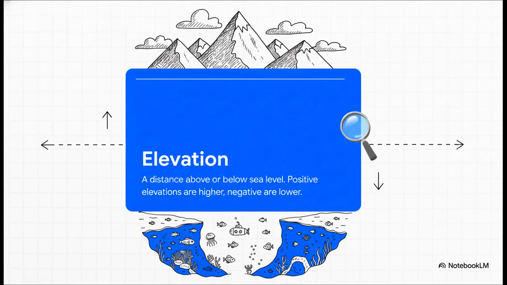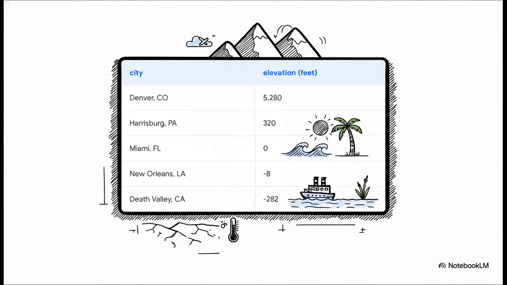So, if sea level is our zero, then elevation is just the distance you are from that line, either up or down. Anything above it, like a mountain peak, gets a positive number, and anything below it, like a deep valley, gets a negative one. Simple as that. And this applies to real places you can actually visit. Check out Denver, the mile-high city. It's way up there at over 5,000 feet. Miami, well, it's sitting right at zero. It's a sea-level city. But then, look at New Orleans and Death Valley. Whoa, they have negative elevations, which means they are actually below the surface of the ocean.